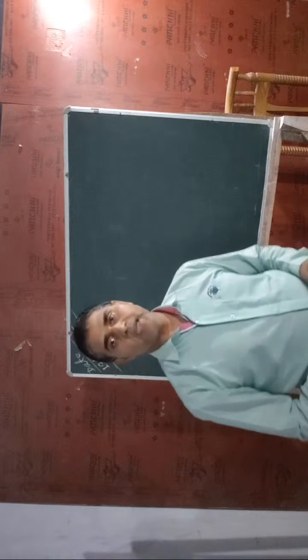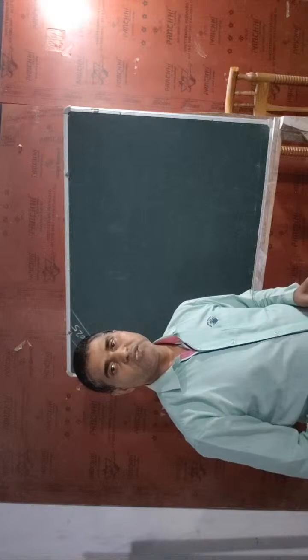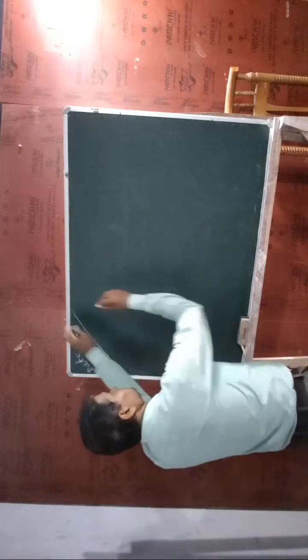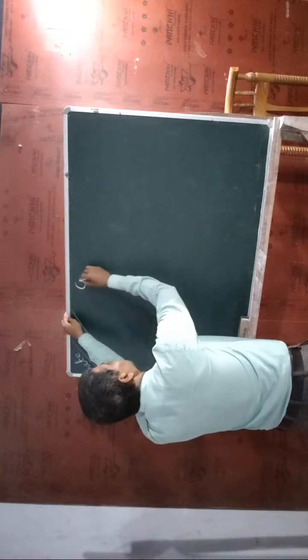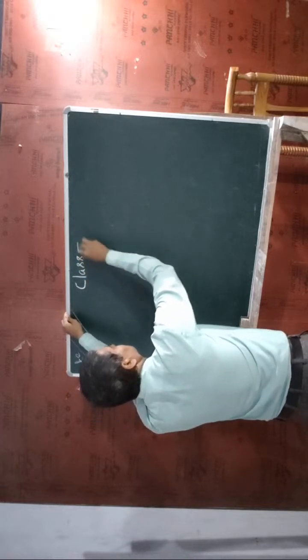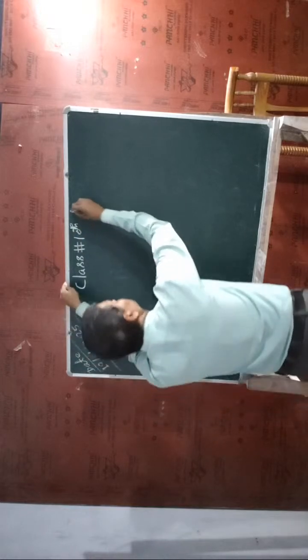Now here I have to explain the relationship between zeros and coefficients of a polynomial. So I am going to take an example, and after taking the example I will explain the relationship between zeros and coefficients of a polynomial. So here I am going to write class 10 mathematics.